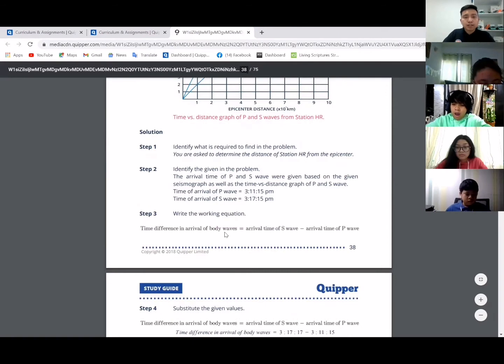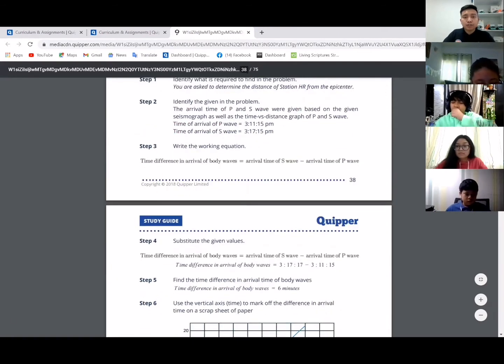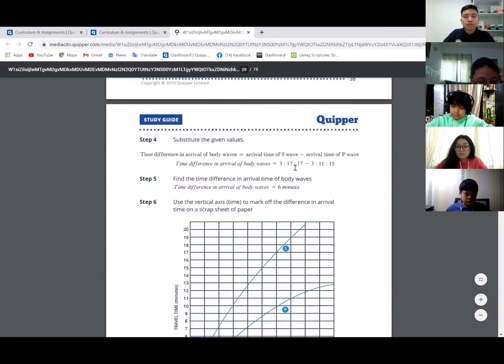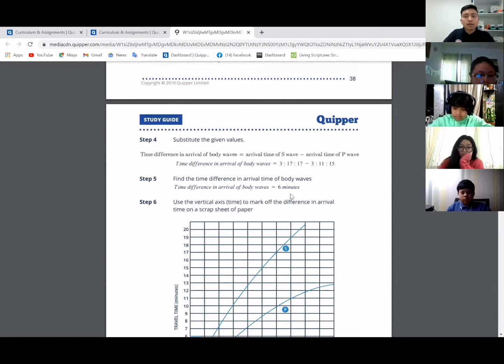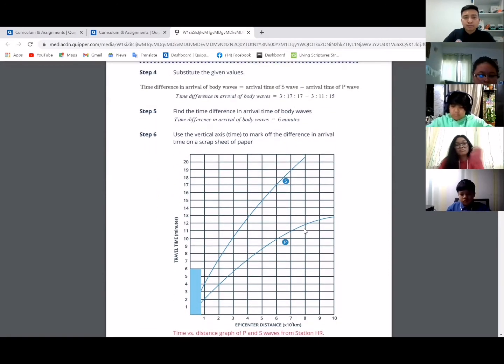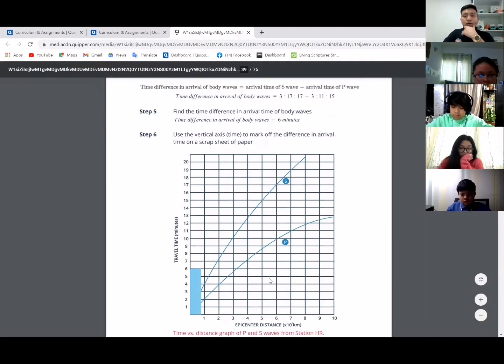Yan. So nandito siya, right? The working equation. This is our working equation. And then substitute the given values, which is this one. The difference in arrival of body waves. Yan. Subtract that one. So ang nakuha is 6 minutes. It's not actually exactly 6 minutes. It's 6 minutes and 2 seconds. Pero syempre, wag na natin ilagay yung 2 seconds. 2 seconds lang naman yun. Ngayon, alam na natin yung difference sa arrival time. Now, ang gagawin natin, we need to use the vertical axis time to mark off the difference in arrival time sa graph natin. So you should have a graph like this one.